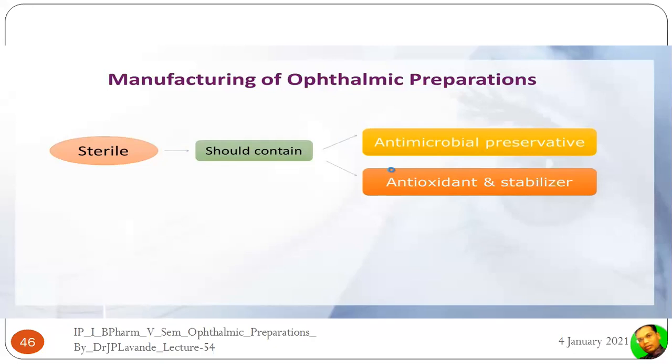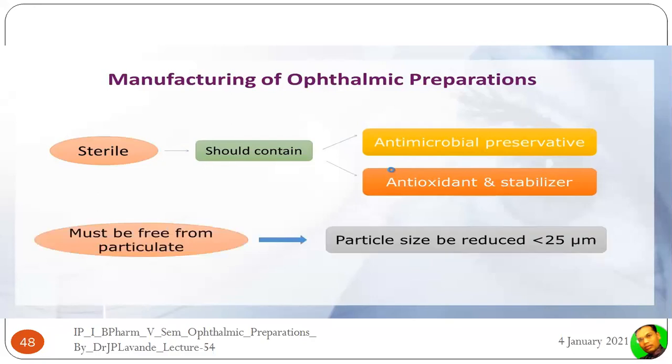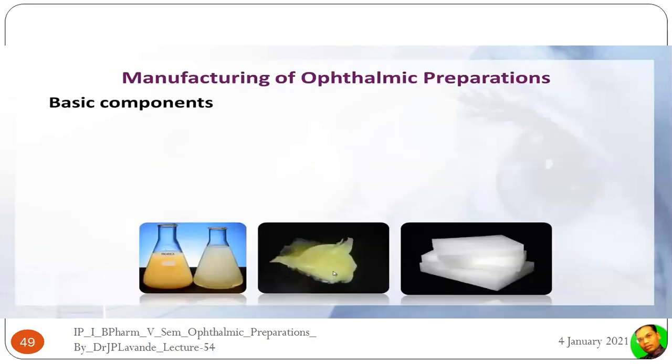antioxidants, and stabilizers. These eye ointments contain preservative because they are for multiple use, and to avoid contamination during use, the preservative must be added. They must be free from particulate matter, and the particle size should be reduced to less than 25 micrometers.